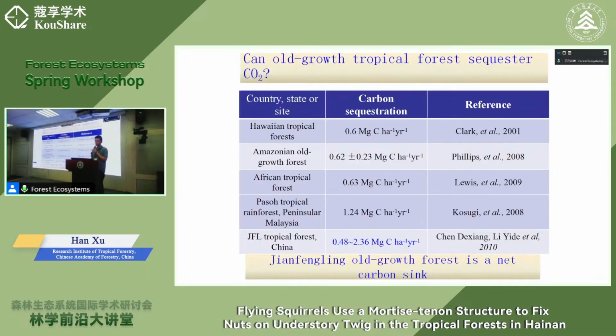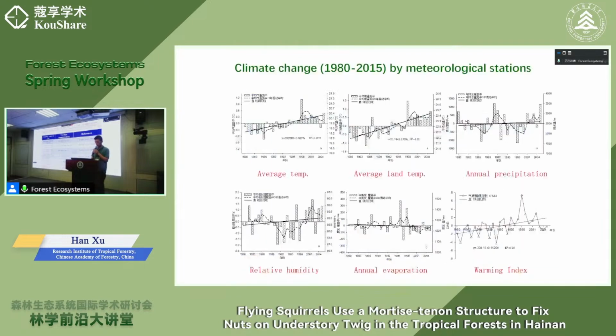And in Jianfeng, we also studied whether the old growth tropical forest can sequester CO2. We found that Jianfeng's old growth forest is a net carbon sink. Even though there are many primary forests in Jianfeng, most of the forests in Jianfeng are secondary. And because Jianfeng is an ecological monitoring station, we also monitor climate change. This is the climate change from 1980 to 2015. We found that especially the average temperature and average land temperature increased gradually over the past several decades, and the warming index also increased.